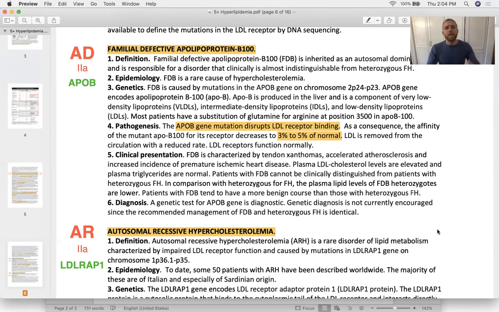So if you have this specific type of ApoB mutation, what it means is that your ApoB protein, which binds to the LDL receptor to mediate lipoprotein endocytosis, doesn't want to bind as tightly to the LDL receptor. As a consequence, the affinity of the mutant ApoB100 is 3 to 5% of normal, and that's the big takeaway. Symptomatically, it's going to look exactly the same as familial hypercholesterolemia. You're going to see xanthomas, premature atherosclerosis, and ischemic heart disease.